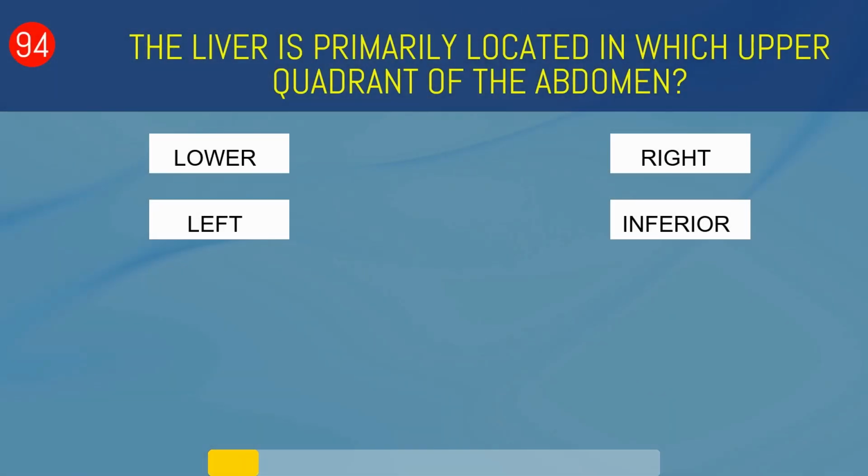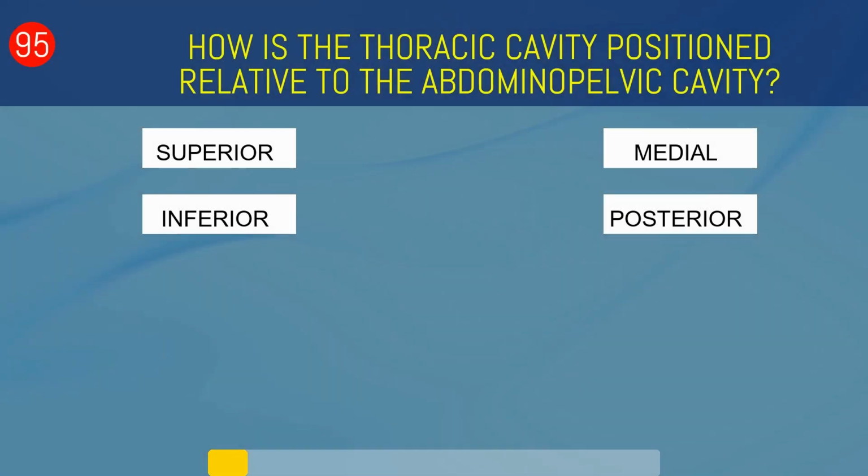Left. The liver is primarily located in which upper quadrant of the abdomen? Lower, left, right, or inferior? Right. How is the thoracic cavity positioned relative to the abdominopelvic cavity? Superior, inferior, medial, or posterior?